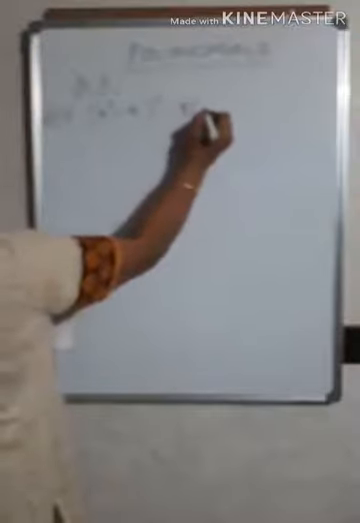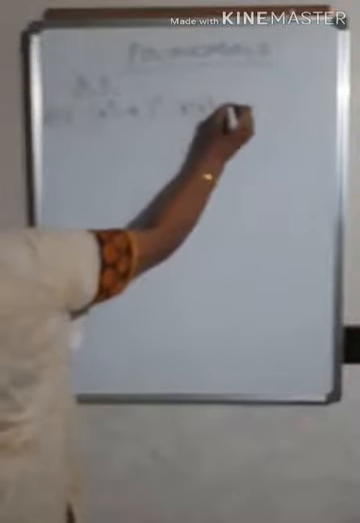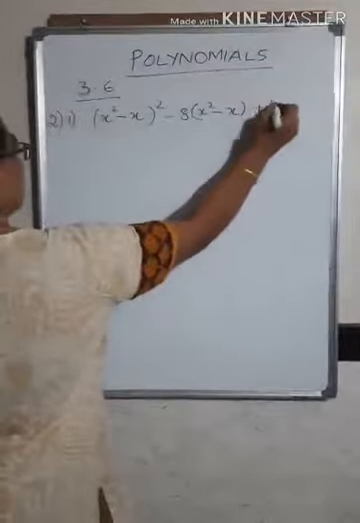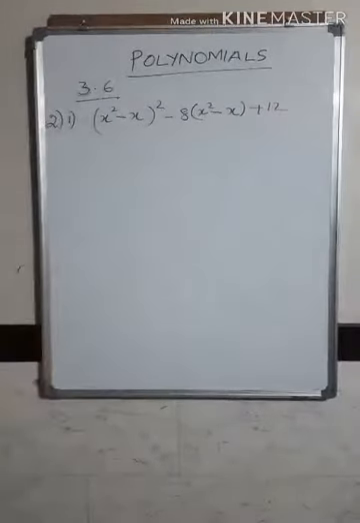Practice set 3.6, second problem. The second problem, the first sub-question. They have given x square minus x whole square minus 8 into x square minus x plus 12. So this is the given expression. Now this expression you need to factorize.